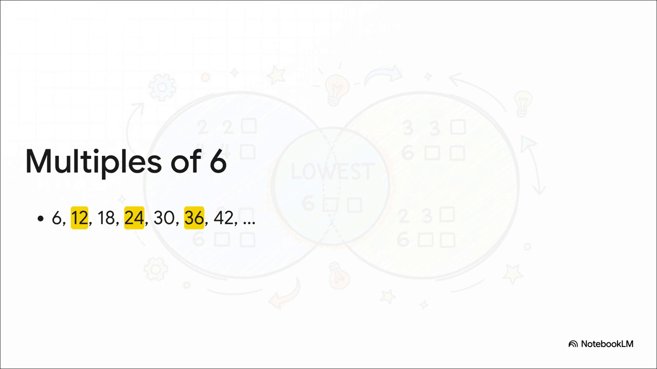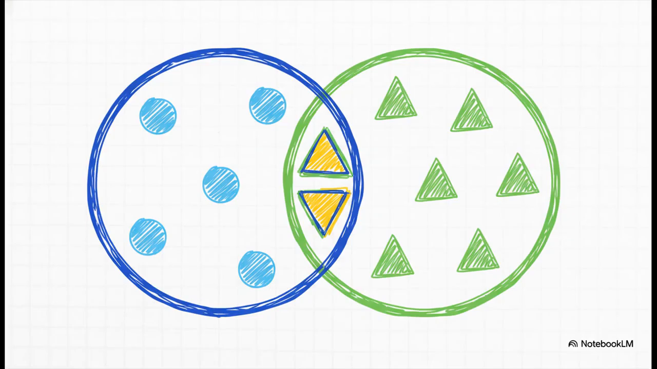And now let's lay out the multiples for 6. We have 6, then 12, 18, 24, and wait a second. There it is. Do you see it? The numbers 12, 24, and 36, they're in both lists. These are our meeting points. These numbers that they share are called, you guessed it, common multiples. It makes perfect sense, right? They're the numbers that belong to both the 4 times table and the 6 times table.